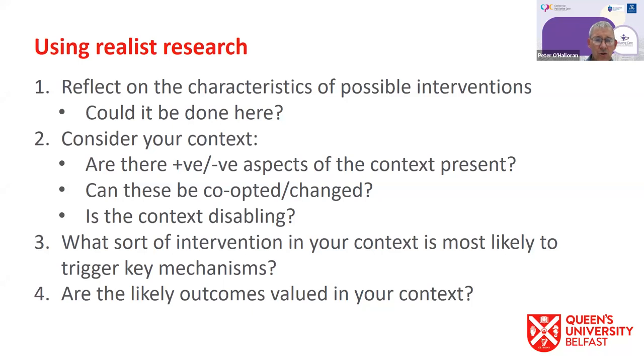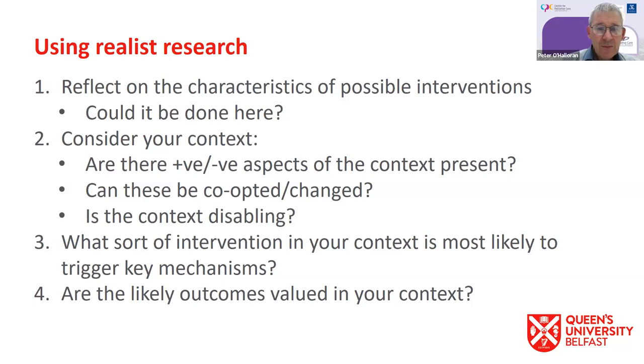You may ask yourself what sort of intervention in your context is most likely to trigger key mechanisms. I think this is a really important and valuable part of realist research, because you notice that the whole point of the intervention is to trigger certain mechanisms. It's not the intervention per se that actually produces the outcome. That sounds counterintuitive, but an intervention comes into a situation, changes the situation, but then the people in it actually have to change their patterns of behavior to produce the outcomes. So it's the people in it who are key.